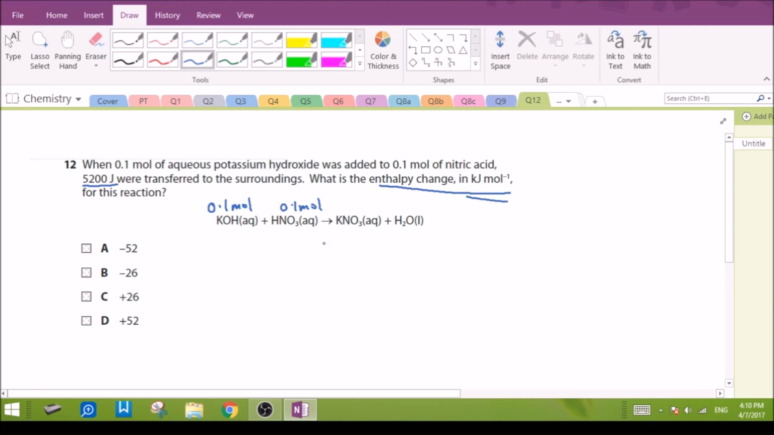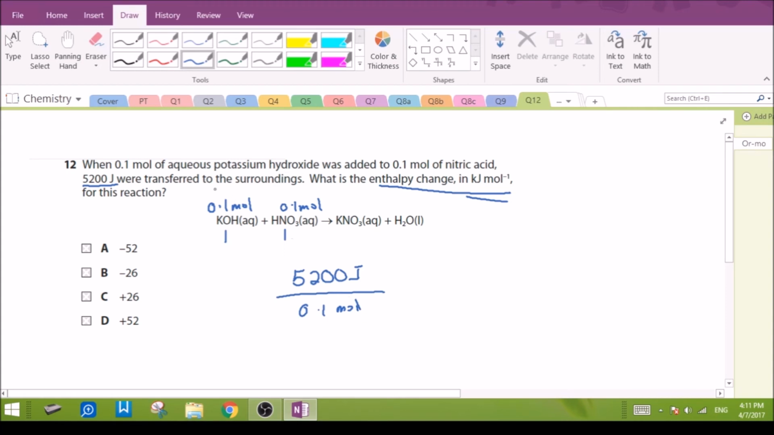Now, first of all, we realize that since this is in a ratio 1:1, right, these two are actually in exact quantities. So it is fine, we can use either of these as a basis for the calculation. So we know that 5,200 joules was released, and then 0.1 mole of the reactant was used.